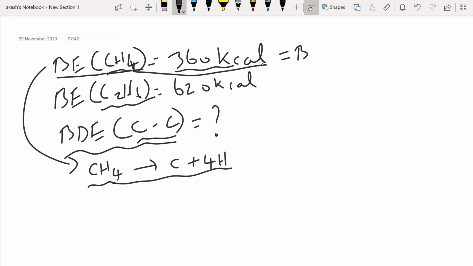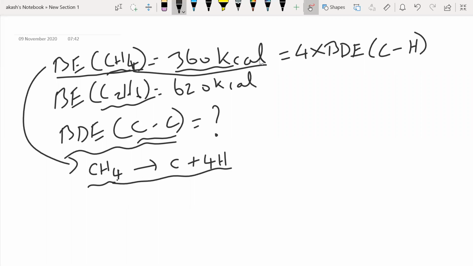Okay, now you will tell me. Fine, I'll not write it. Yeah, tell me. So I told you. Yes. 4 into BDE of CH. Wonderful, absolutely right. So how will I write it? Bond enthalpy of CH4 is equal to 4 into bond dissociation energy of CH bond. Absolutely right.